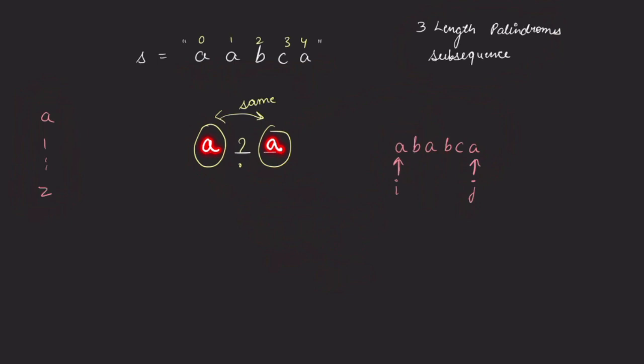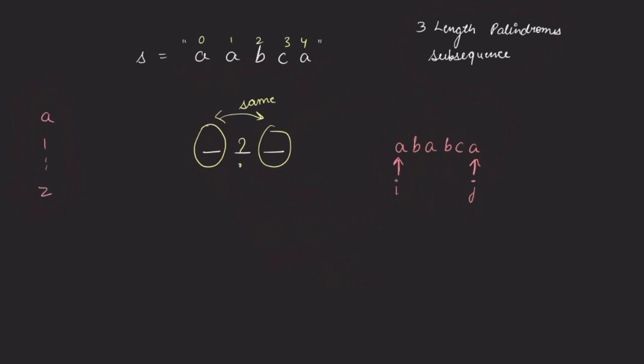Once I have fixed them here and identified how many unique characters are there in between, that will give me the count of the subsequences where the starting and the ending character is A, right? Then I can simply move to B now. Let's identify if I put B and B over here, so I would be here and J would be here, then how many unique subsequences am I getting? Then I can go for C, then D, and so on till Z, right? So for each of the characters, we can check this, right?